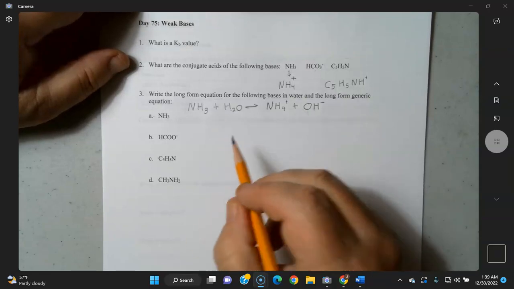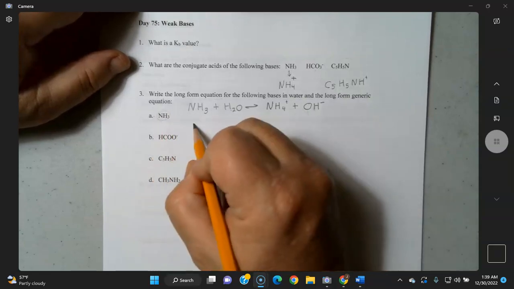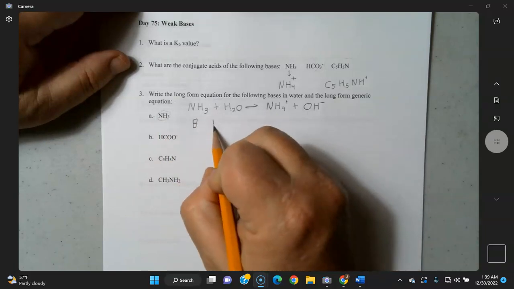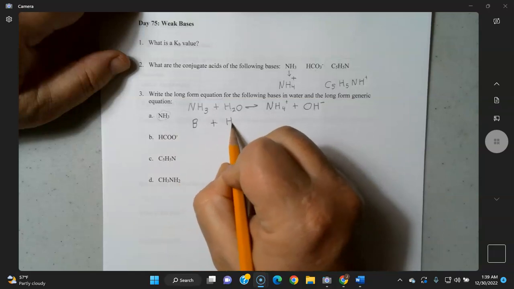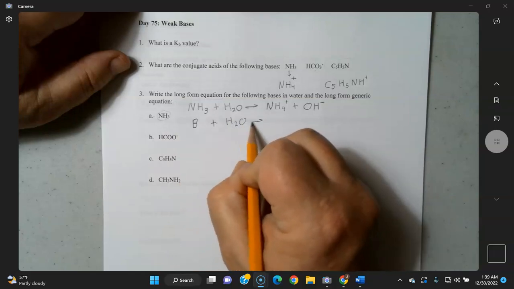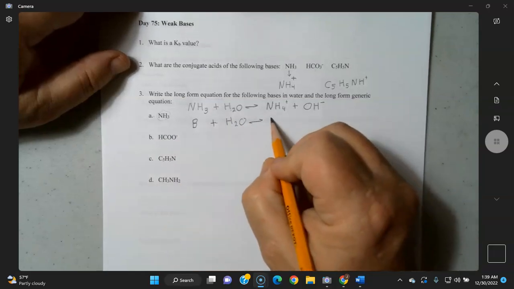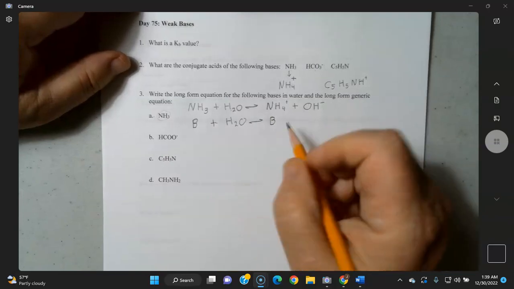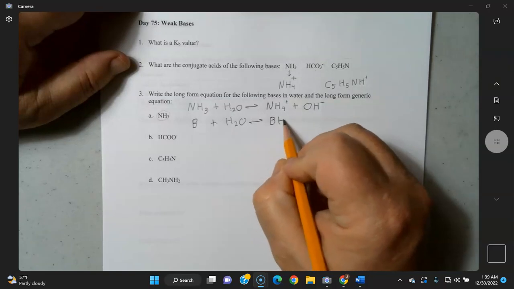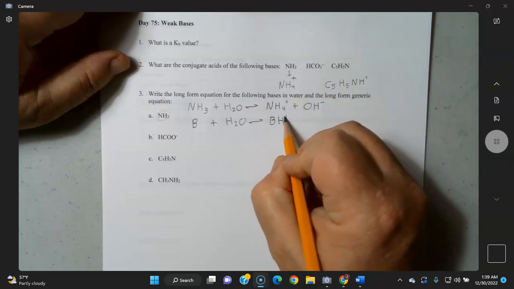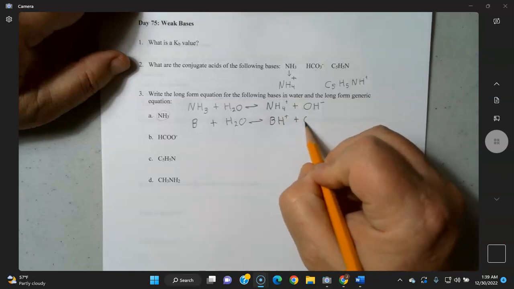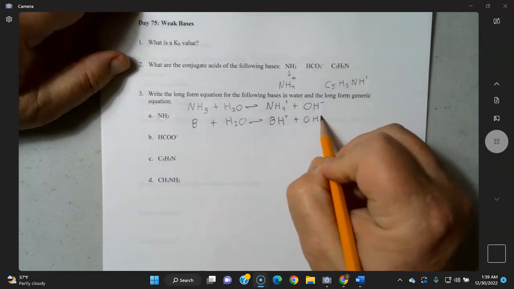All right, now the generic is this. Since this is electrically neutral, you generally use the generic form of B for base. And then the generic form of the conjugate acid of that base is BH+, like that. You just added a proton to the base. And you still have the OH minus here.